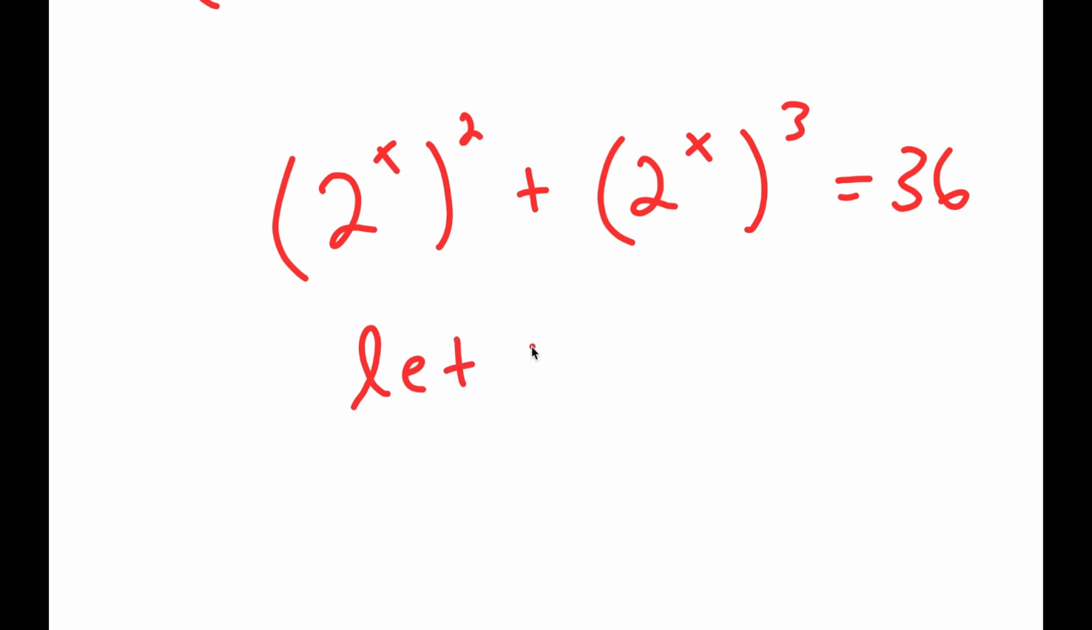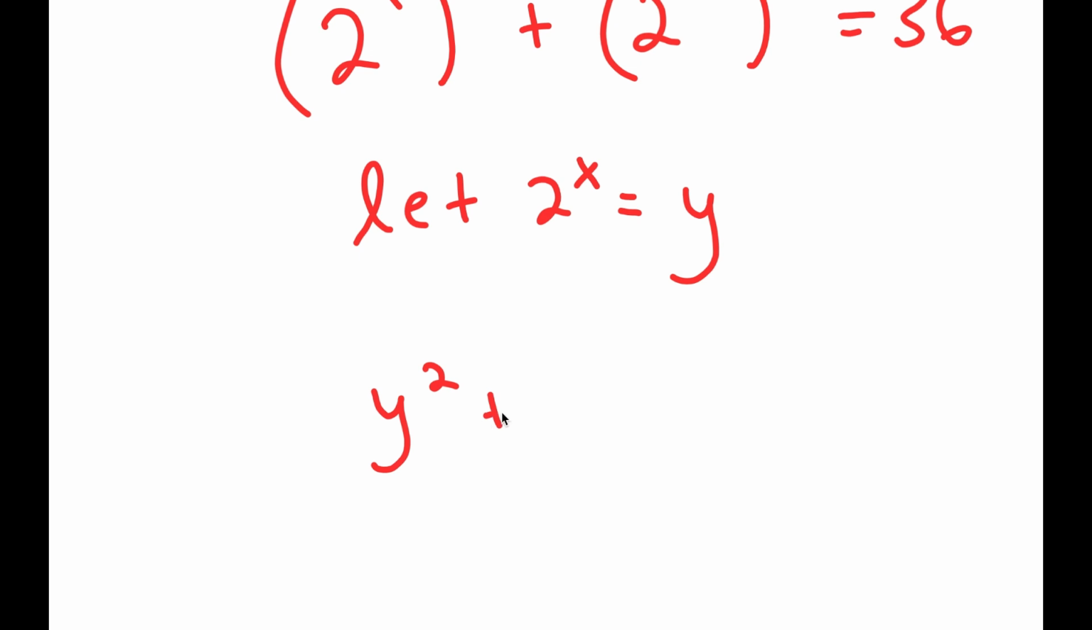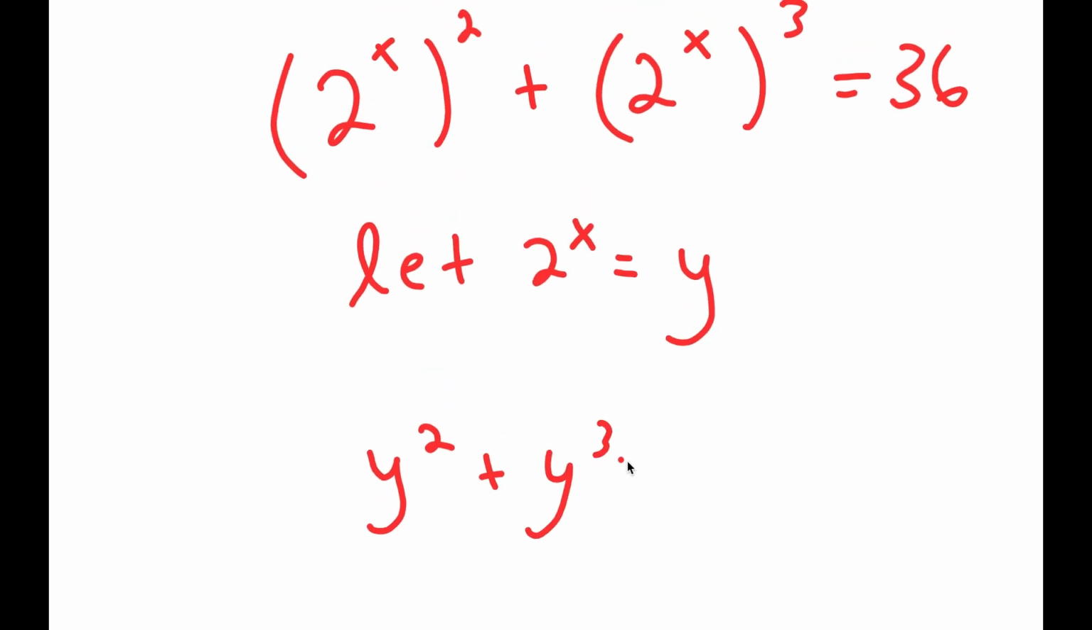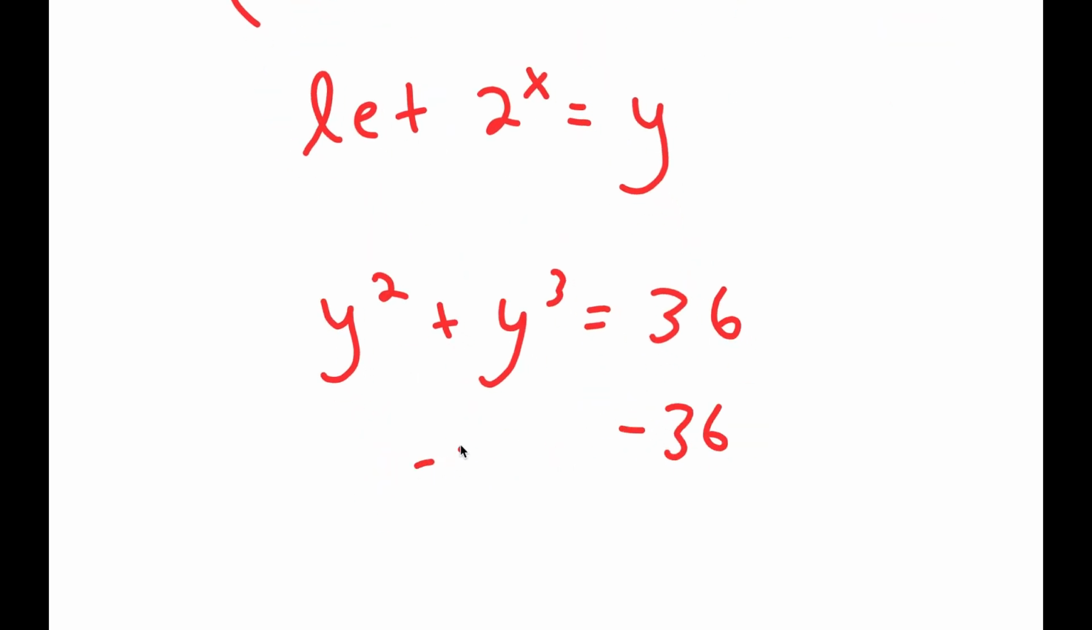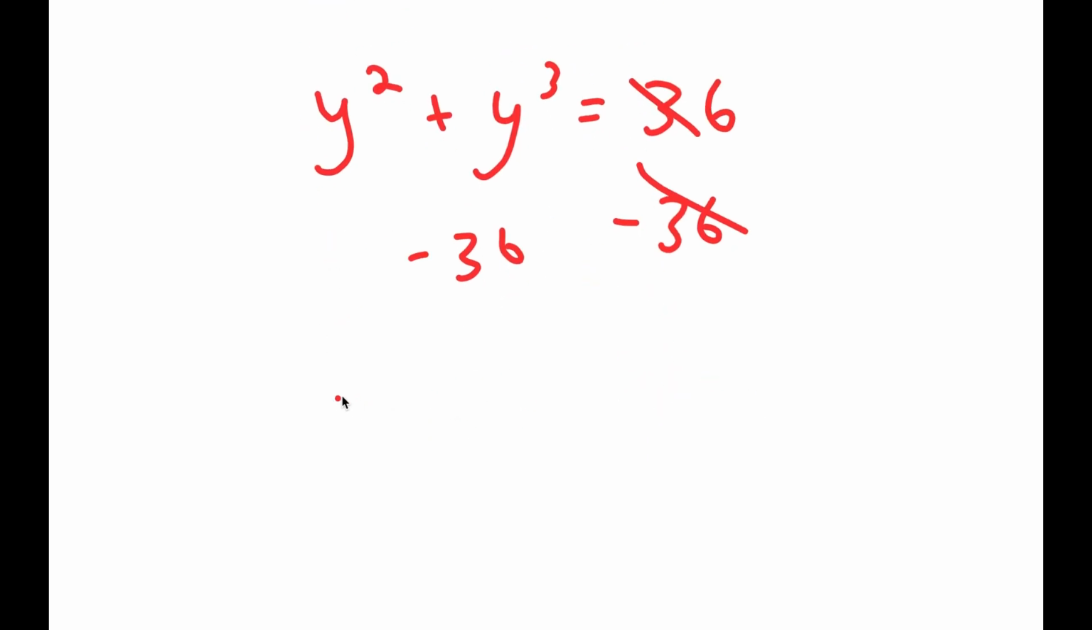Now I'm going to let 2 to the power of x equal to the variable y. So I get y squared plus y to the power of 3 is equal to 36. And now I'm going to subtract 36 on both sides. So these two cancel out, and I get y to the power of 3 plus y squared minus 36 is equal to 0.